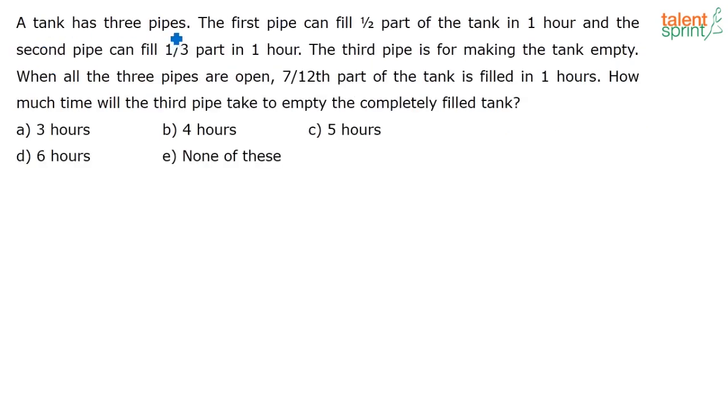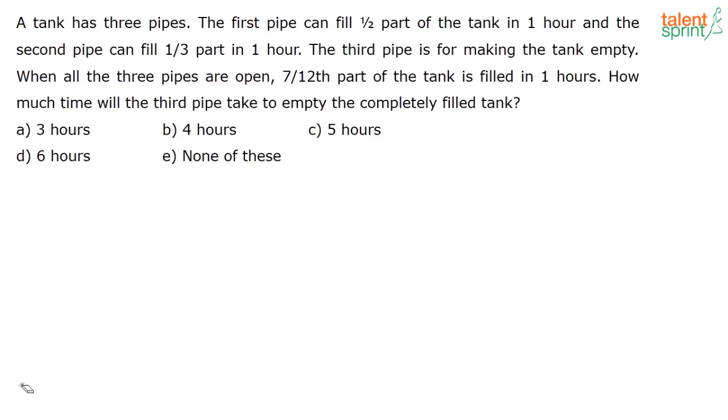A tank has 3 pipes. The first pipe can fill half part of the tank in 1 hour, and the second pipe can fill 1/3 part in 1 hour. The third pipe is for making the tank empty. When all the 3 pipes are open, 7/12 part of the tank is filled in 1 hour. How much time will the third pipe take to empty the completely filled tank? So this is a very easy question. Just put in values and get the answer. For such questions, you don't need the LCM method. You can just put in values to get the answer. So, okay, let us solve it.